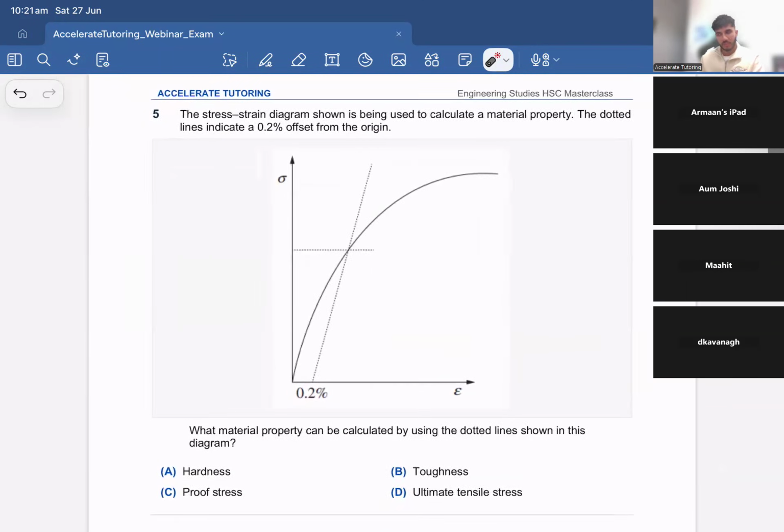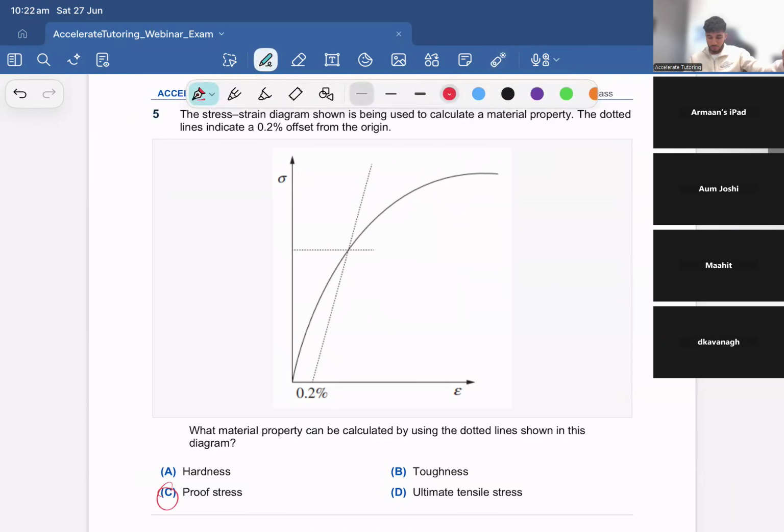Perfect. All right, this question, I hope no one struggles with. This is the easiest free mark in my opinion. We have a stress strain graph shown and it has a 0.2% offset from the origin. What material property can be calculated by using the dotted line shown? What is our answer for this? Does anyone want to tell me? Write in the chat, unmute yourself. Either's fine. Does anyone want to tell me? C. Yep, proof stress. Excellent.